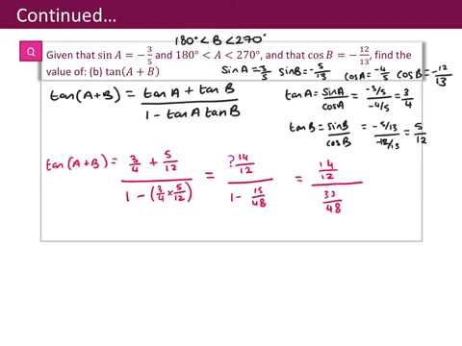Did anyone get an answer? 8 over 9? Yeah, no. It's 56 over 33. So that's what tan of A plus B equals. 56 over 33.